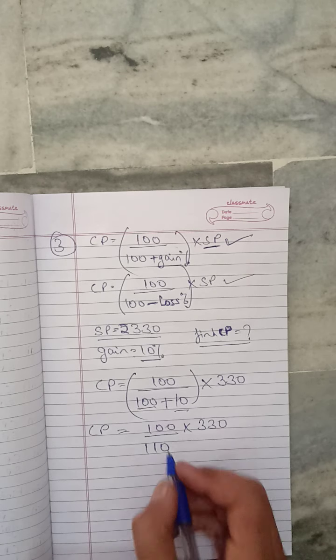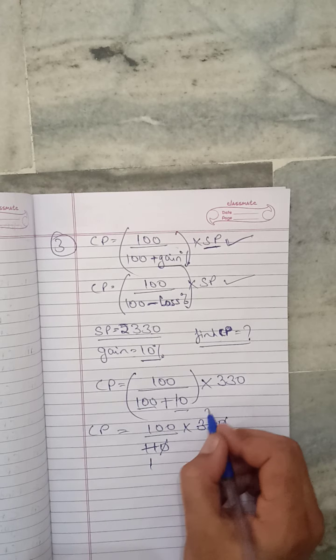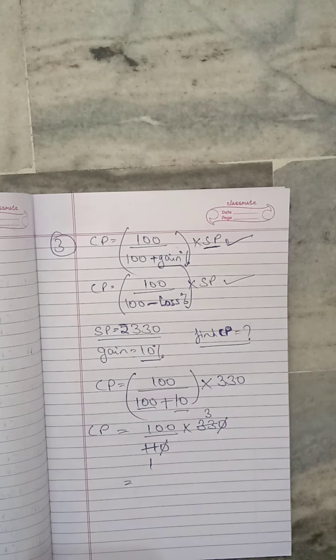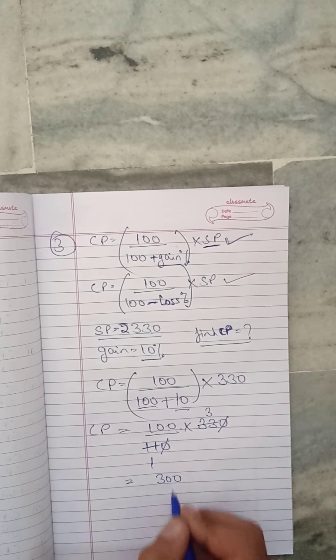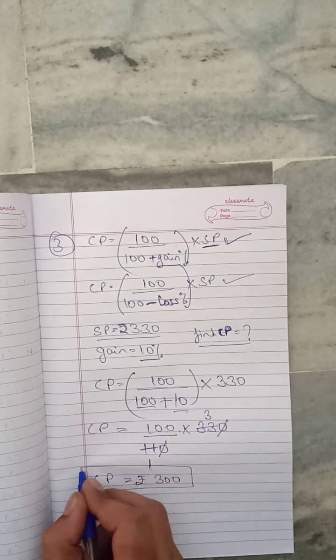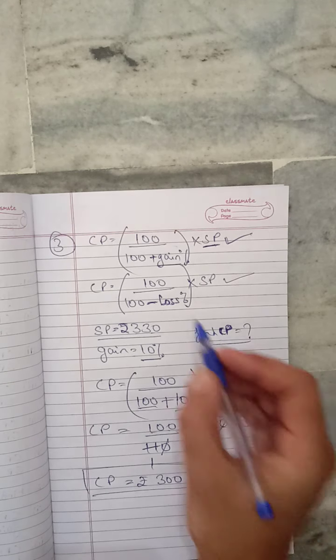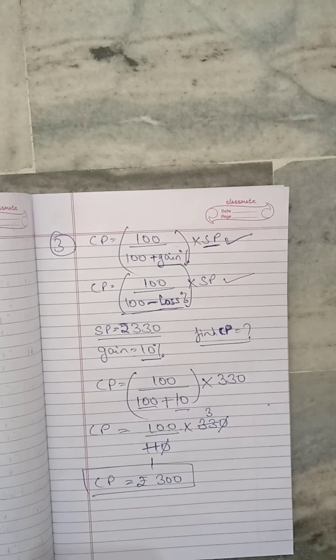Now we have to solve this. 0 cancels with 0. 11 ones are 11, 11 threes are 33. Now multiply this. 100 into 3 comes out to be 300. So CP is rupees 300. In this way, if loss is there, you just have to put the value in the second formula and get the answer.